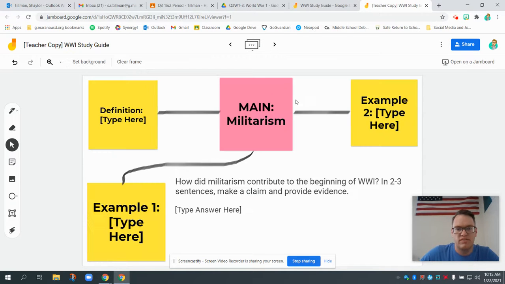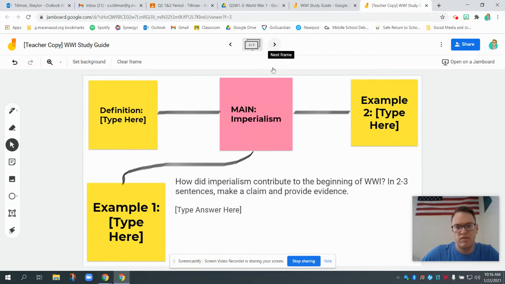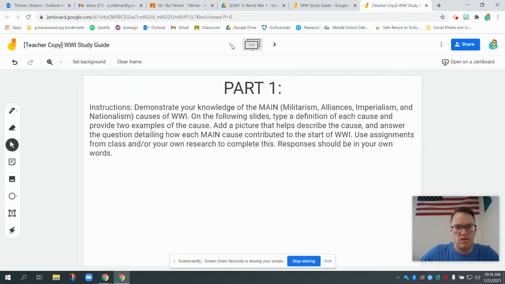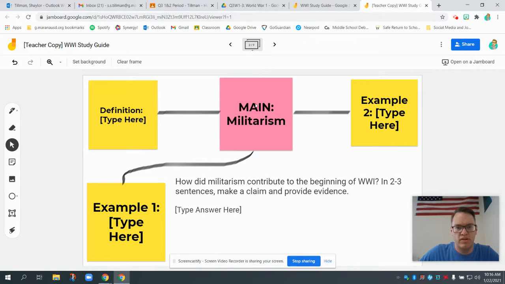So the first section, we've got the main causes. The next 4 slides, this being the first slide, are the main causes of World War One. On this slide, you can see we have militarism. On the next one, we have alliances, imperialism, and on the last one, nationalism. Page number 6 here, or frame, I think is the correct term using Jamboard, is going to start part 2. Let's go back to militarism. One too far there. Here's militarism.